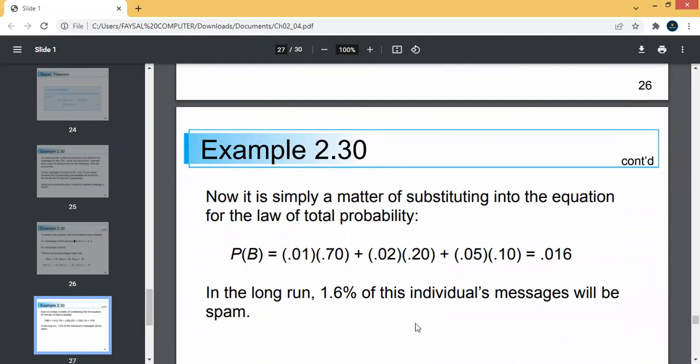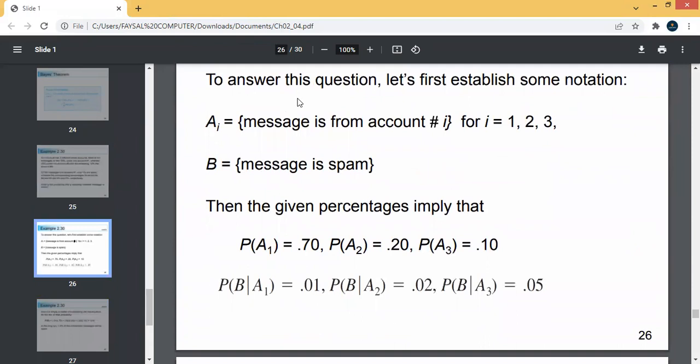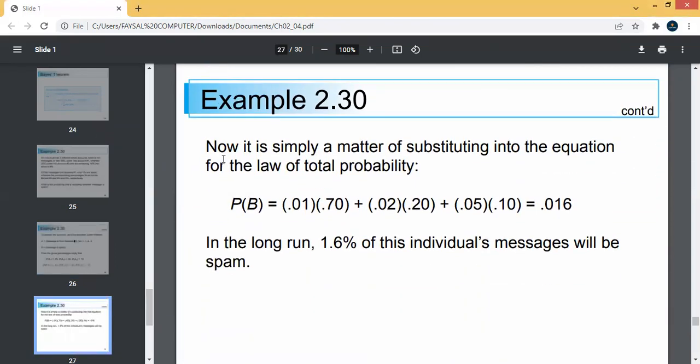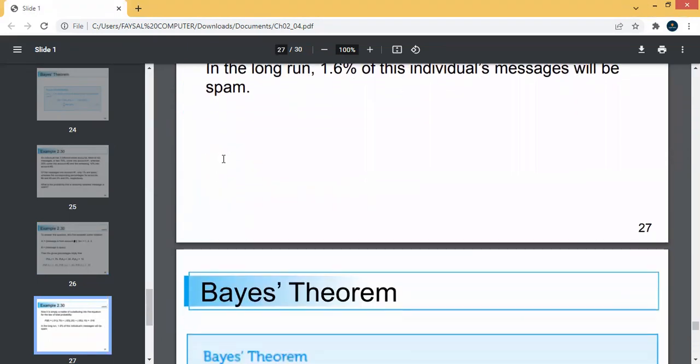So the probability of B will be equal to this: the value 0.01 times the probability of A1, that is 0.70. Then the value 0.02 times this one. Then the value 0.05 times this one. And then sum all the values. So my total, the probability of B, equals 0.016. In the long run, 1.6% of these messages will be spam.